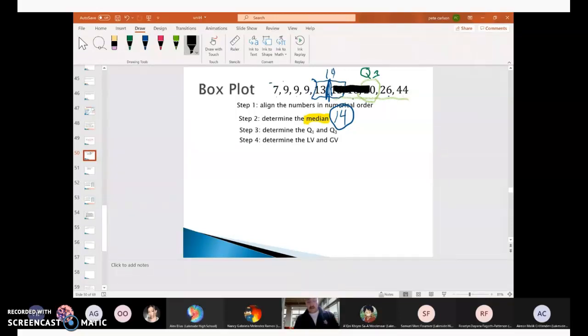So we now take those and block them out and find the median of the other side. Well, the number in the middle of these 5 would be 9. So that's going to be my lower quartile. Okay. That's pretty much the hardest part. Now, the LV and GV, that's easy. LV stands for your lowest value, so my lowest value is 7. GV would be my highest value, which is 44.